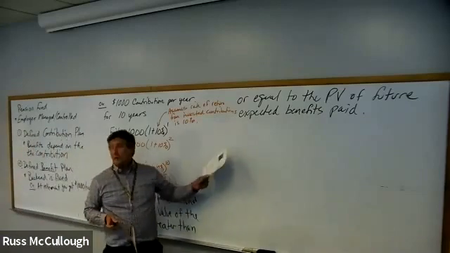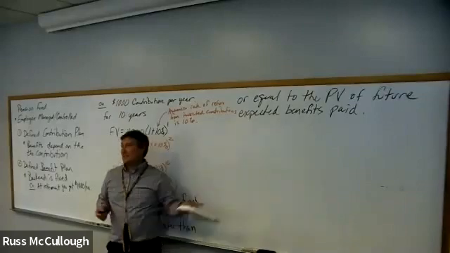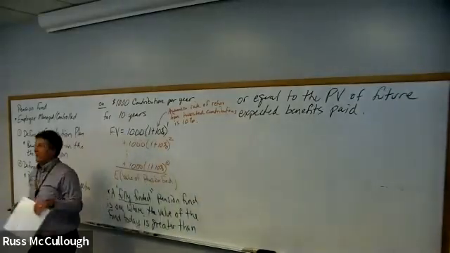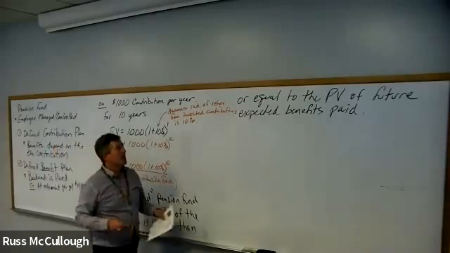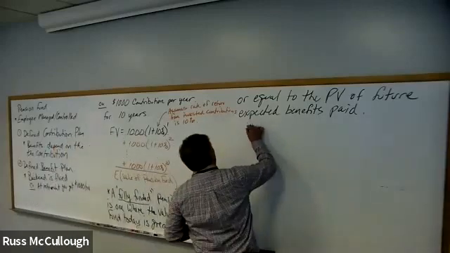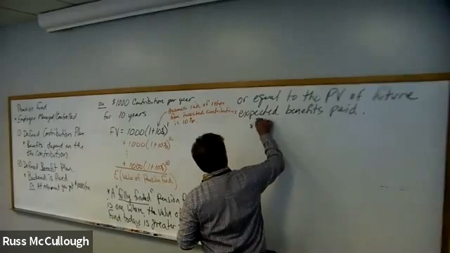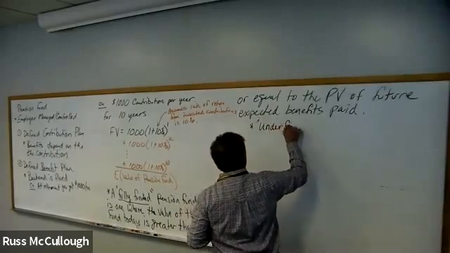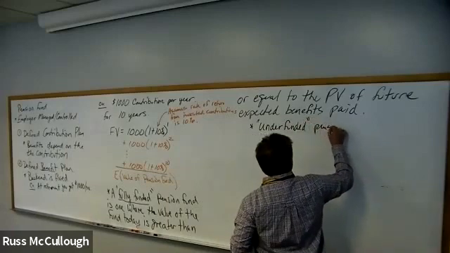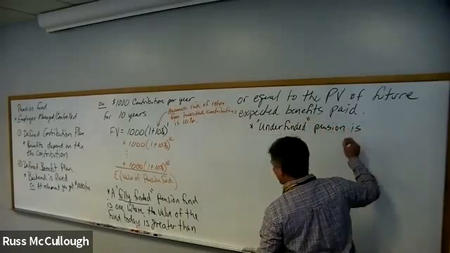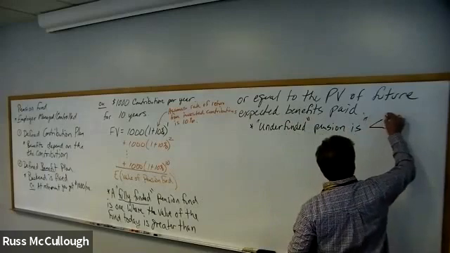Okay, and so I might put a little side note. If it's underfunded, then this equation is just going the opposite direction. Right? So that's the problem that a lot of these places have found. So an underfunded pension is, instead of greater than, we've got less than.